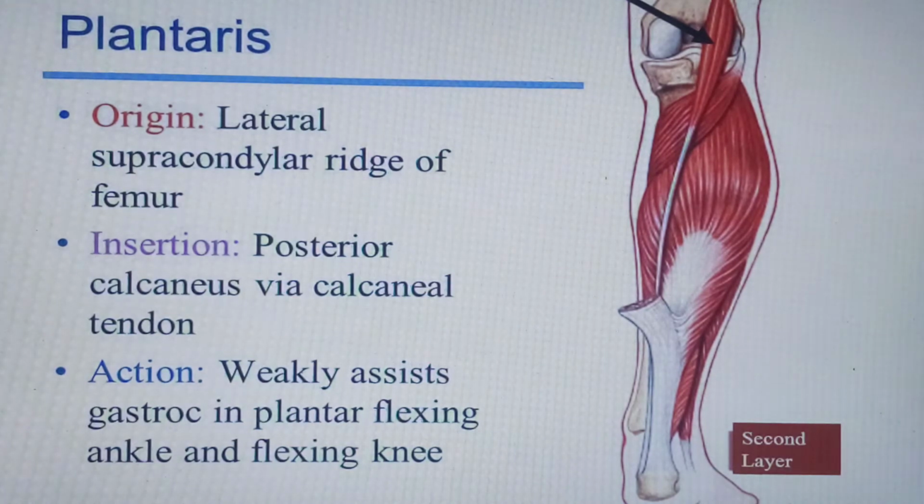Now, get to know that superficial to this one will be the gastrocnemius, but also deep to this one, I'll come back to it, is what we call the soleus muscle. So it's actually in the superficial group. We will have the gastrocnemius, followed by the plantaris muscle, followed by the soleus muscle, so that when we take a transverse section, we can appreciate all these things.